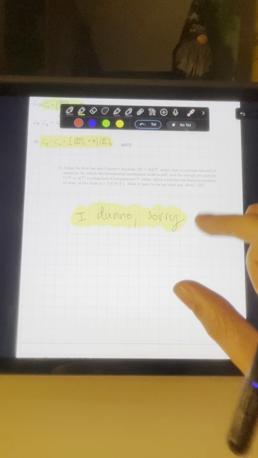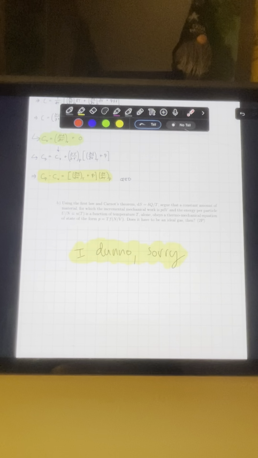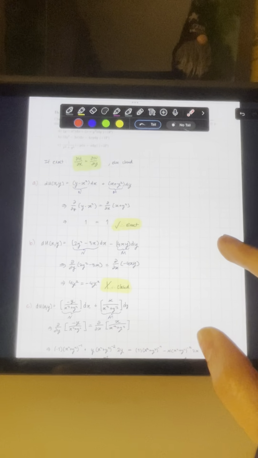For part B, I don't know. Sorry, I genuinely don't know. We tried and we got somewhere, but we didn't get to the answer, and I don't care.